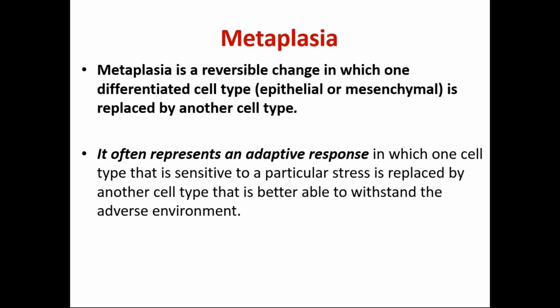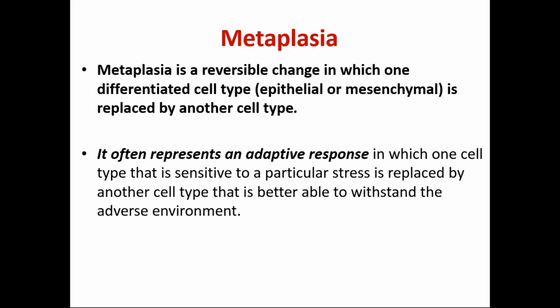Then coming to the very short questions, there are two questions. The first one is metaplasia. So what is metaplasia? Metaplasia is a reversible change in which one differentiated cell type, that is epithelial or mesenchymal, is replaced by another cell type. So one cell type is replaced by another cell type, that is known as metaplasia.